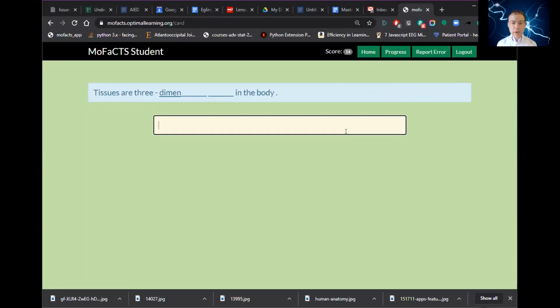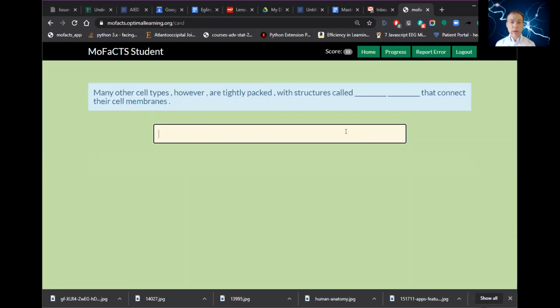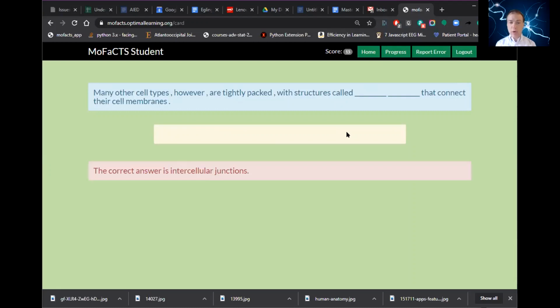Tissues are three-dimensional structures. Many other cell types, however, are tightly packed. The structures called blank that connect their cell membranes. Can't remember. Intercellular junctions. Oh, okay, it's so generic, it was hard to remember.